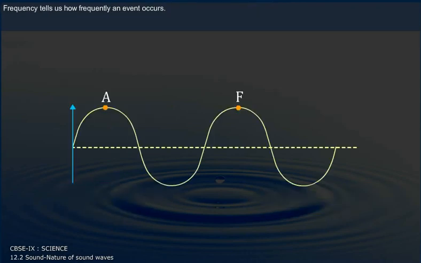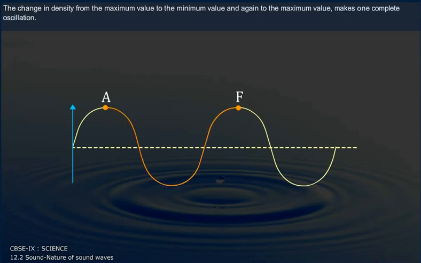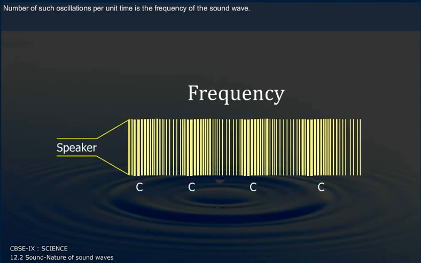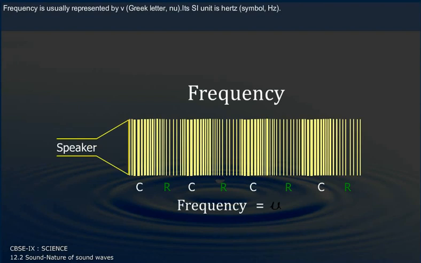Frequency tells us how frequently an event occurs. The change in density from the maximum value to the minimum value, again to the maximum value, makes one complete oscillation. The number of such oscillations per unit time is the frequency of the sound wave. Frequency is usually represented by the Greek letter mu. Its SI unit is hertz.